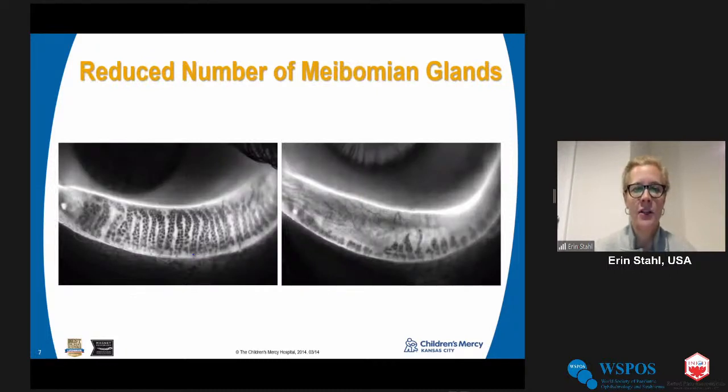And then finally, as far as the final problem, I don't have a slide of it, but this is looking at the number of meibomian glands. My second fellowship was in refractive surgery, so I spent a lot more time thinking about meibomian glands and the fine points of the ocular surface. And this is something that we used in adults to show the health and number of meibomian glands.